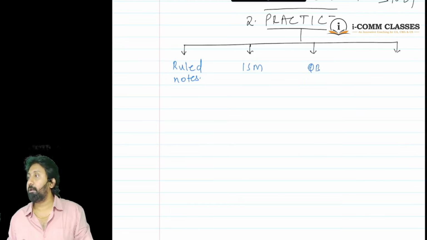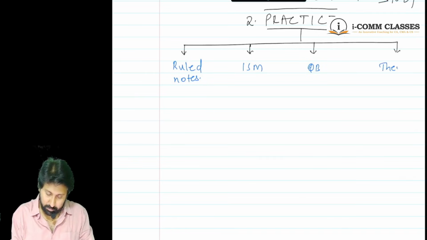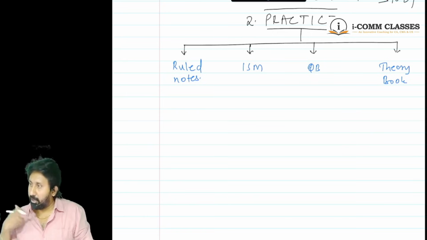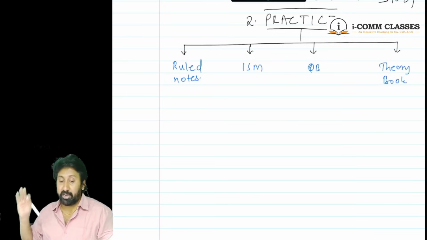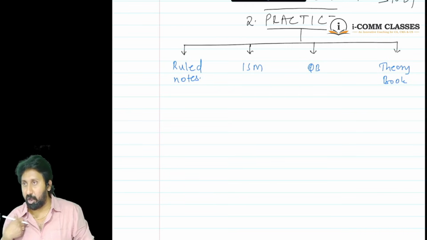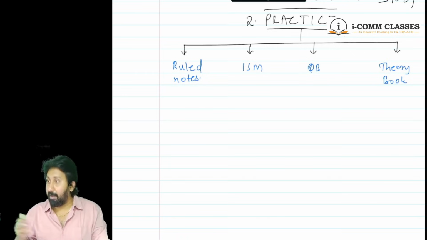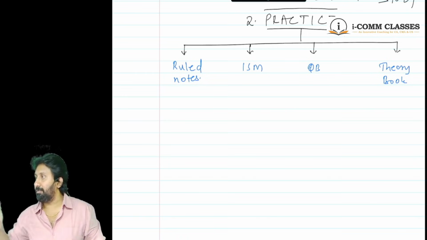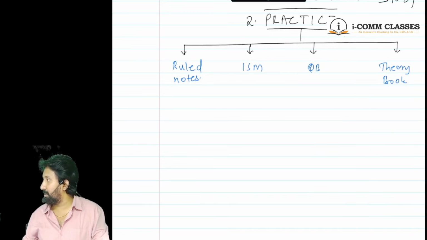Next, what is it? That I will give you. That also I will give you. Colored, multicolored theory book, question bank is my obligation. I will give you. Clear? But ISM I can't give you. They will give you. Who will give you? Then you have to bring that. That's not a problem, right?